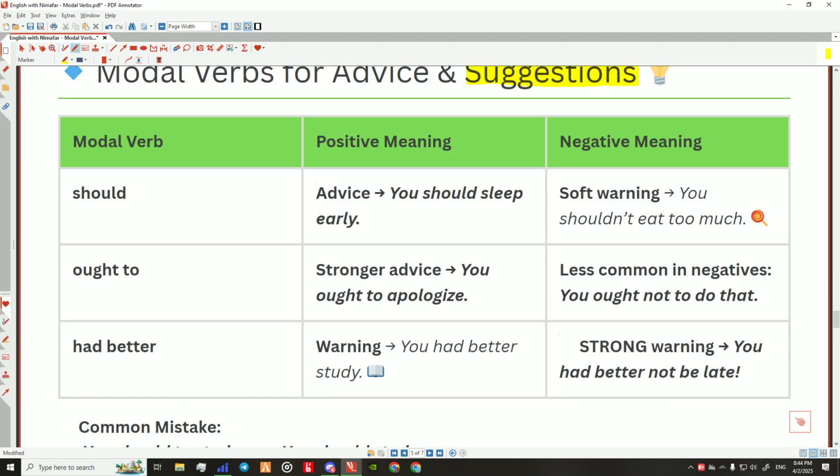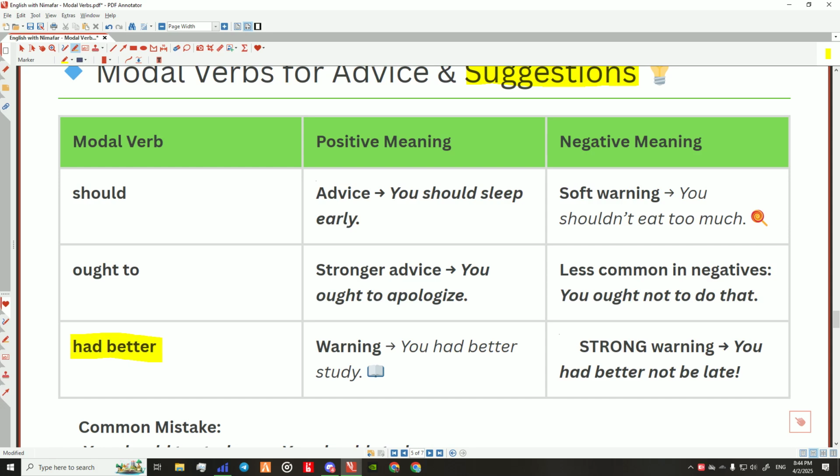So, should advise: you should sleep early. Shouldn't is like a soft warning. You shouldn't eat too much. Bear in mind, just know that. Heads up. You shouldn't do something. Ought to is strong advice. Again, you ought to apologize. Or less common, you ought not to. The negative is you ought not to do something.